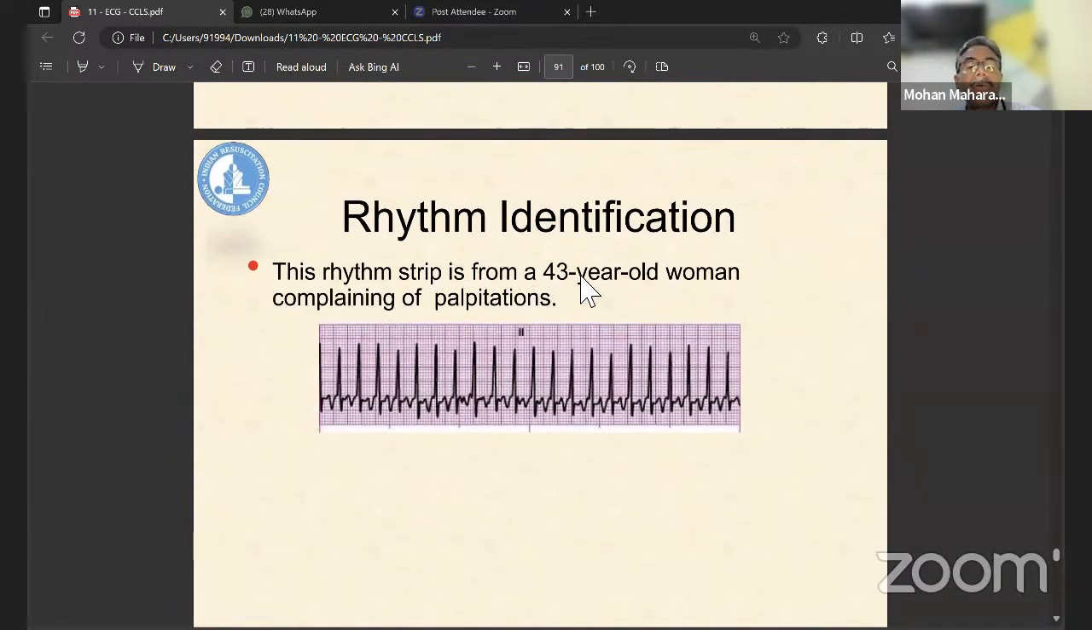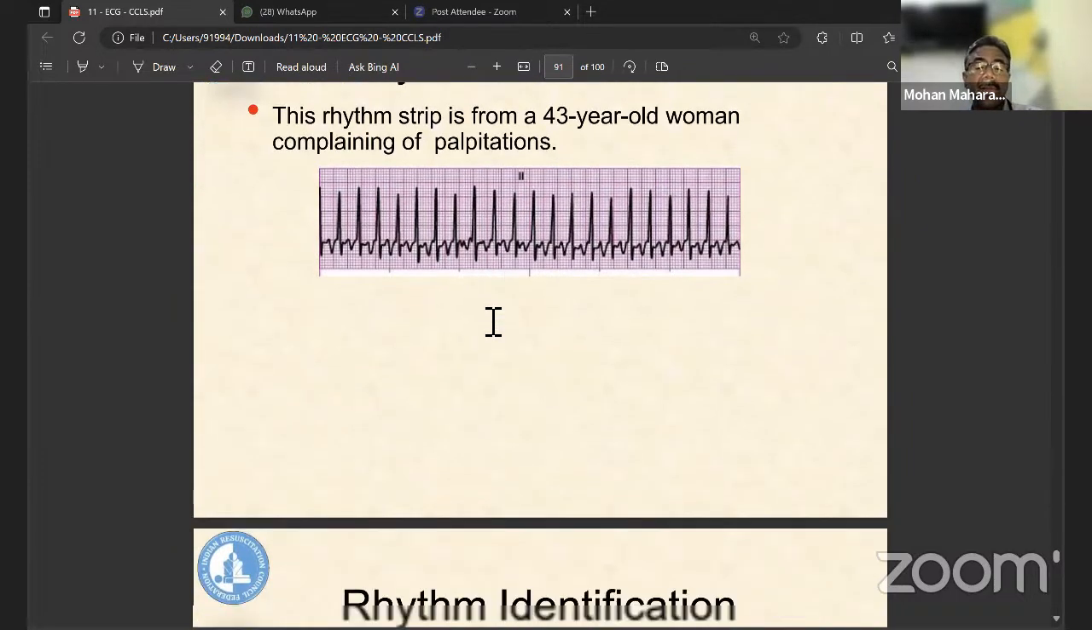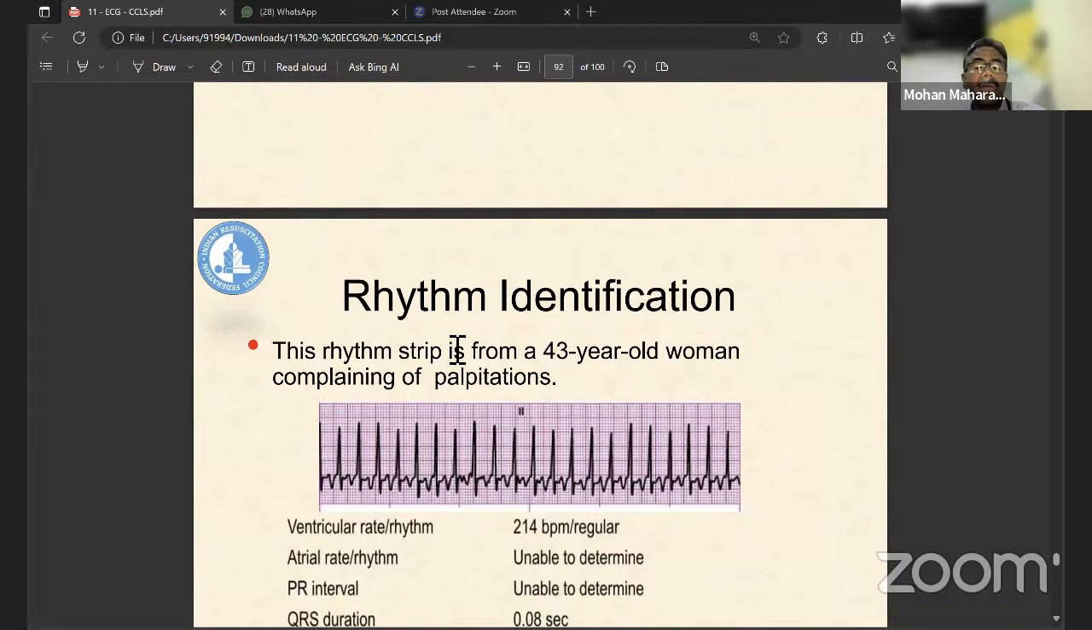This rhythm strip is from a 43-year-old woman complaining of palpitations. What is a palpitation? It is a palpable feeling of your own heartbeat, not only for thin individuals, but literally a self-perception which he or she feels. How do you see? Look at the rate of the ventricle and the rate of the atrium.